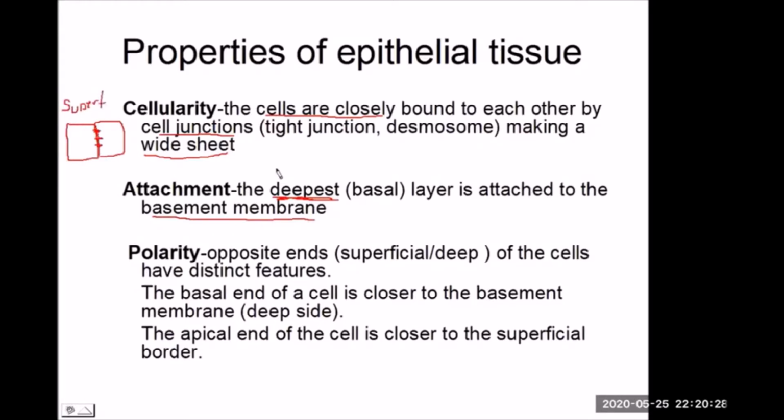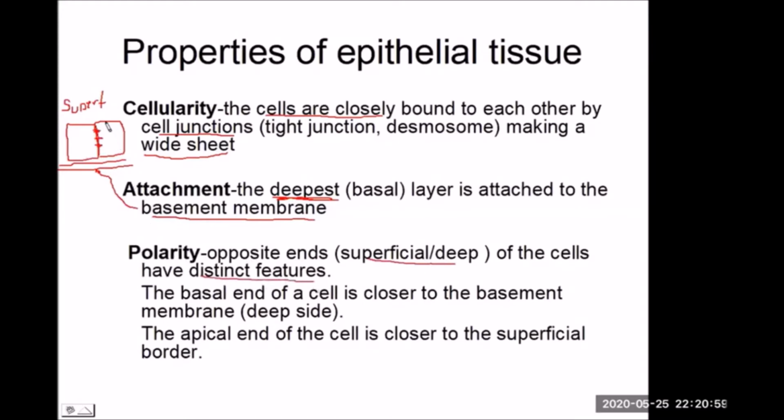And it's only towards the deepest end where we have that attachment structure known as the basement membrane. And this is what attaches the superficial epithelial tissue and bonds it down to the deeper tissues of the body. Another trait now of polarity: if we look at an individual epithelial cell, the opposite ends, and there's the term superficial versus deep, have distinct features.